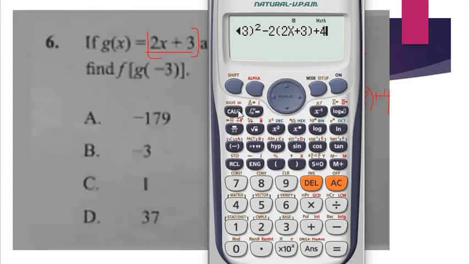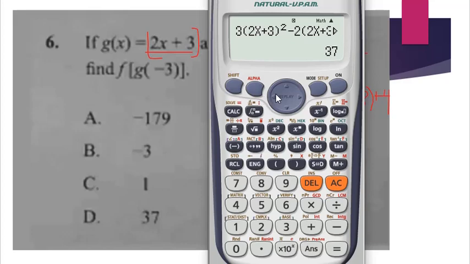negative 3. So all you have to do is click on this button, click on this calc, and then you punch in the value for x, which is negative 3, and then you click on the equal to sign. You end up with the correct answer. So the correct answer is 37.